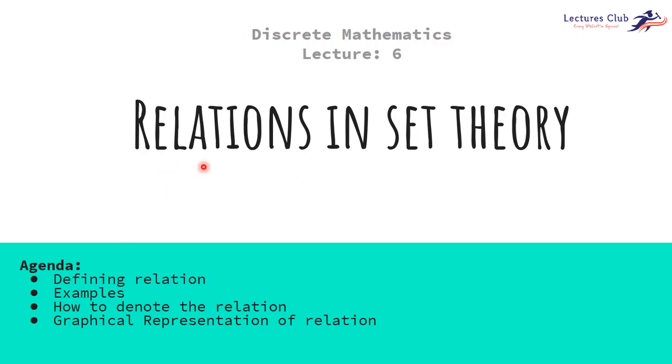Today our topic is relations in set theory, which is lecture number 6 in a discrete mathematics series. The agenda of today's lecture is first we will define the relation and understand the concept of relation with some examples, and then we will see how we can denote the relation in mathematics, and finally we will see how we can graphically represent the relation, which is quite an easy way to understand the concept of the relation. So let's start today's lecture.